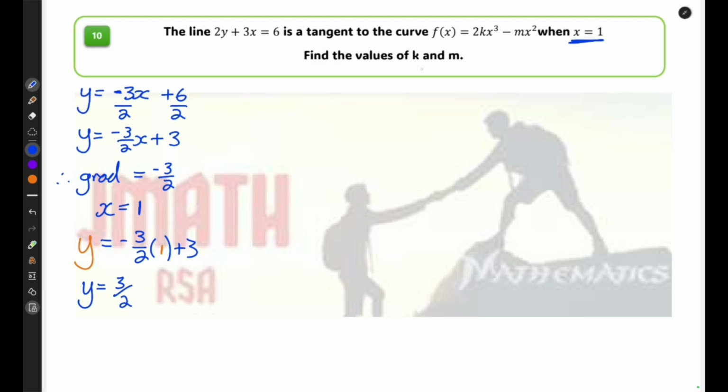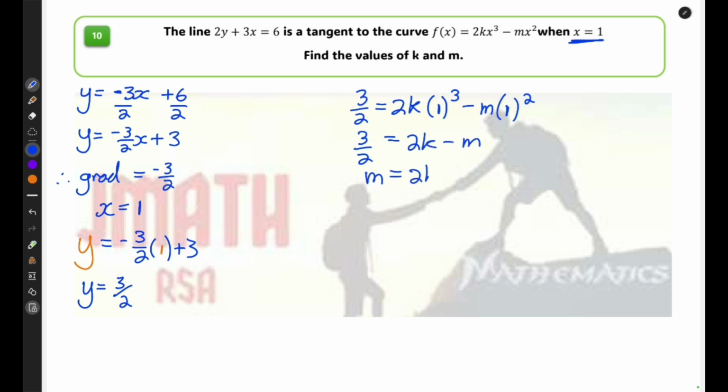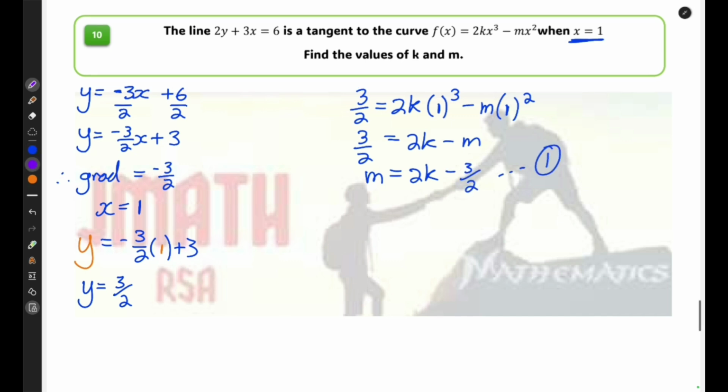So I'm going to say y, so 3 over 2, is equal to 2k, and then my x value is 1 cubed minus m times 1 squared. If I simplify this, this is 3 over 2. That's just 2k, and that's just m. So I can now just get m alone. So I'm going to move the m to the left and then say 2k minus 3 over 2 would be equation 1.